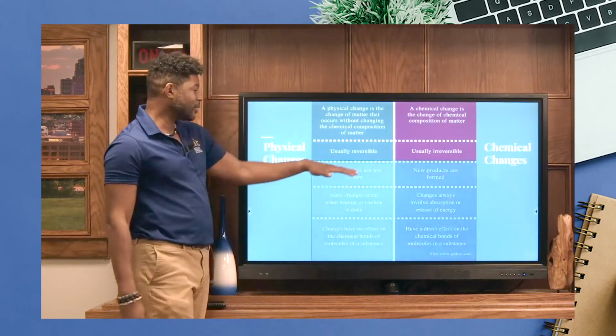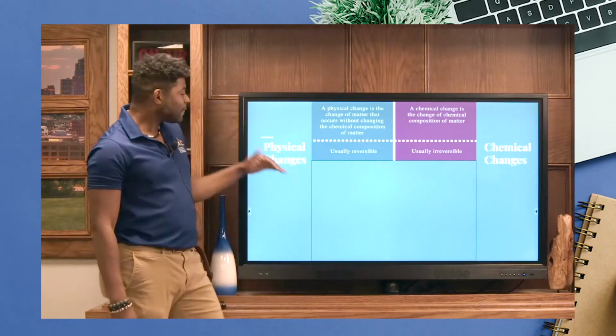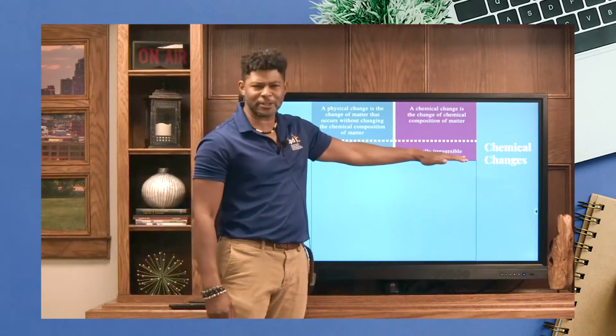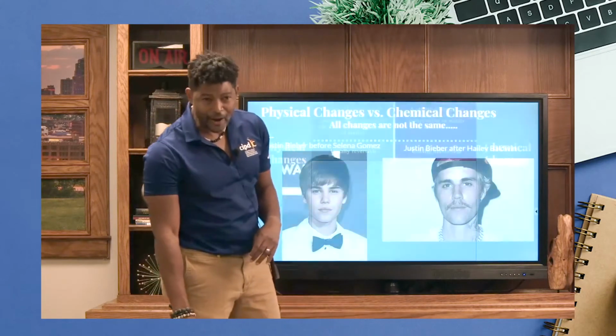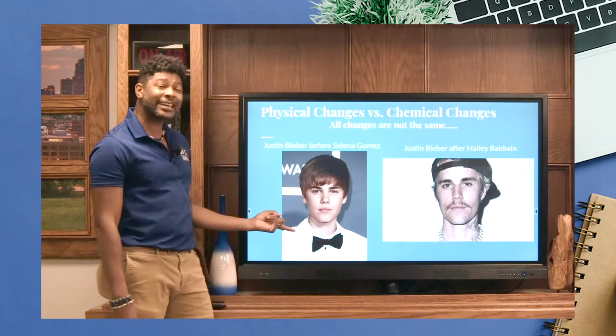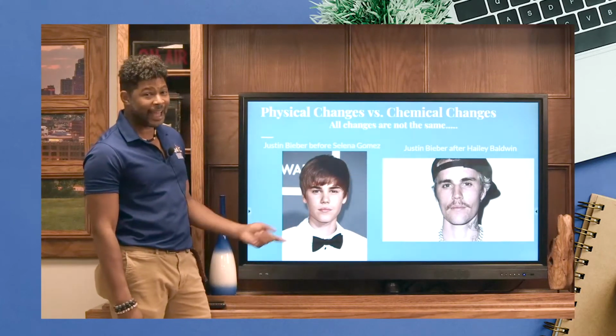Another one deals with reversibility. Physical changes can be reversed. Chemical changes are irreversible. They can't be reversed. Now, as much as Justin may want to go back to this kid, not going to happen.